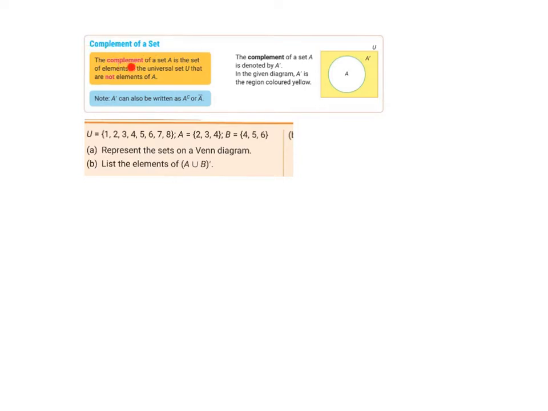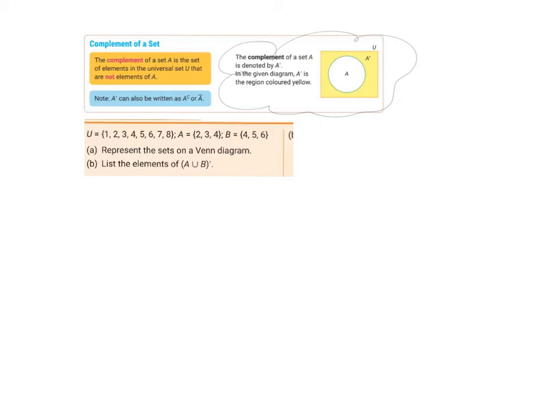Okay, so the complement of a set A is a set of elements in a universal set that are not elements of A. The complement of a set A is denoted by an A with a little dash above it. So this is another new symbol that you have to learn and put into your copybooks. In the given diagram, A complement is the region coloured yellow.